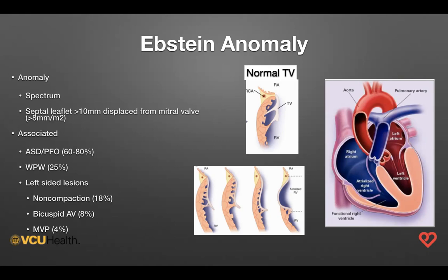Ebstein's anomaly is associated with ASD-PFO, as I've already mentioned, WPW. It is also associated with left-sided lesions. The most common that I have seen is non-compaction, followed by bicuspid valve, and then mitral valve prolapse.